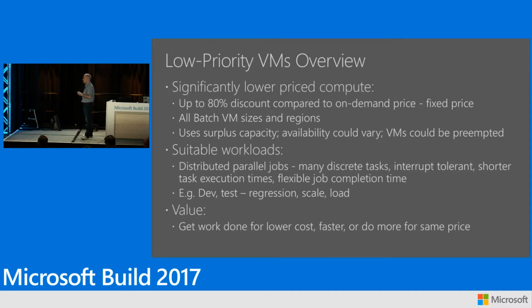So given this is such a good deal, but it's from surplus capacity, what are the gotchas or what are the trade-offs? I like to think about this offer as effectively we've got the surplus capacity and we're allowing you to borrow it. When you come to borrow this capacity, we'll give it to you at a very large discount. But sometimes we might not have some of that capacity you want to borrow, or potentially all of it. Or if you have that capacity, there are times when we would say, actually, we need some of this back. So VMs could get preempted.